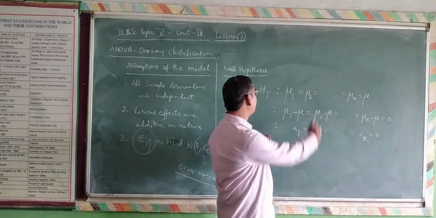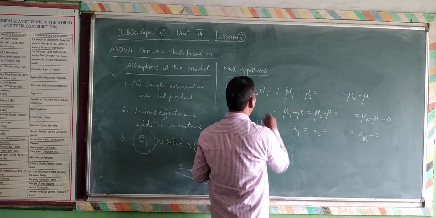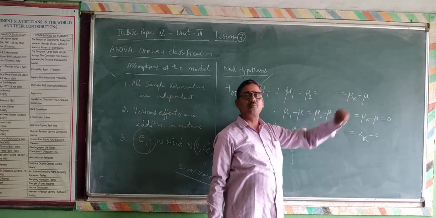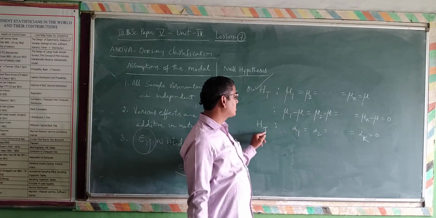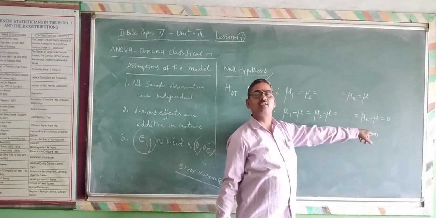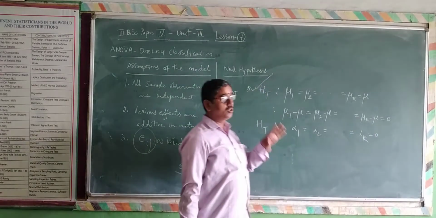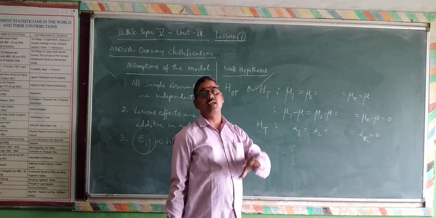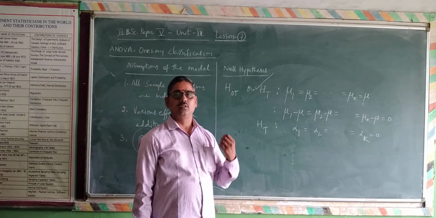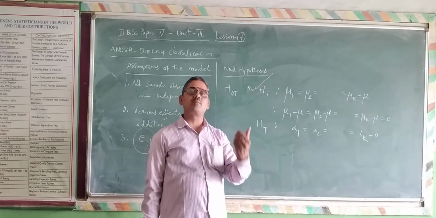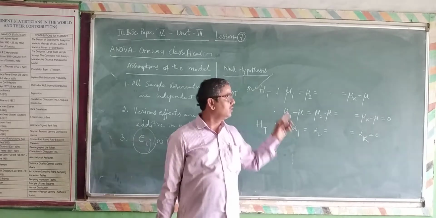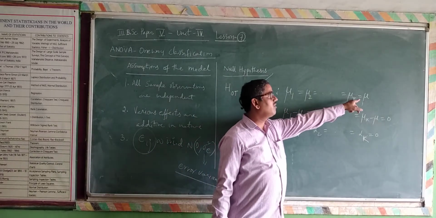So therefore, we can write either statement. Either we can write the statement Ht: mu1 is equal to mu2 is equal to mu-k is equal to mu, or else we can write the statement Ht: alpha 1 is equal to alpha 2 is equal to, and so on, is equal to alpha k is equal to 0. Both mean the same sense, that all the treatment effects are same. Both mu and alpha refer to the same thing, but only the statement will be different.